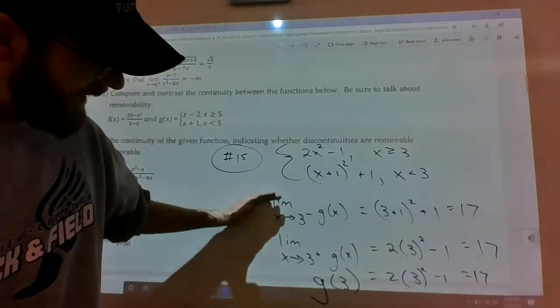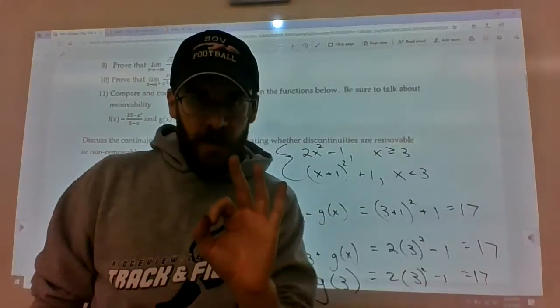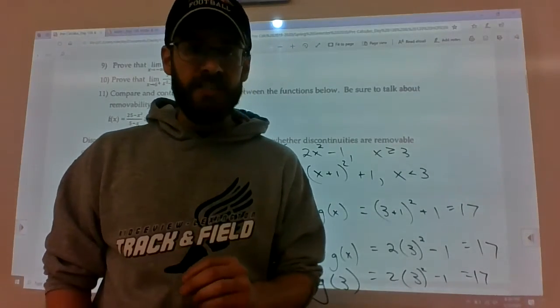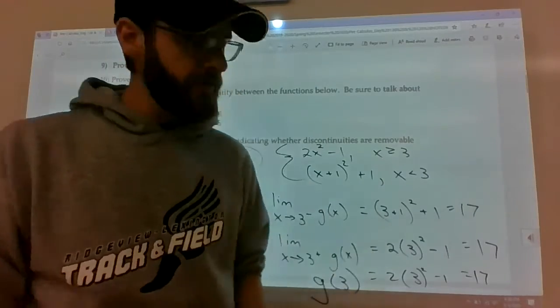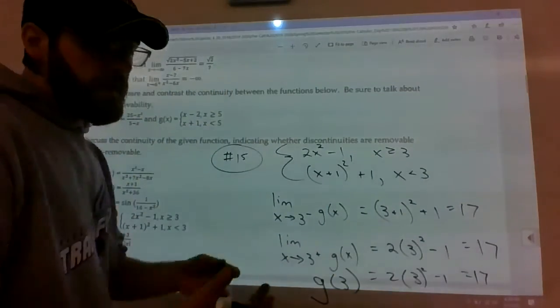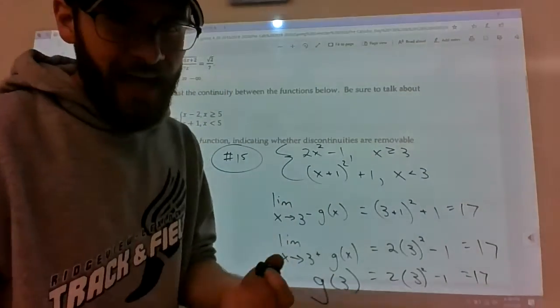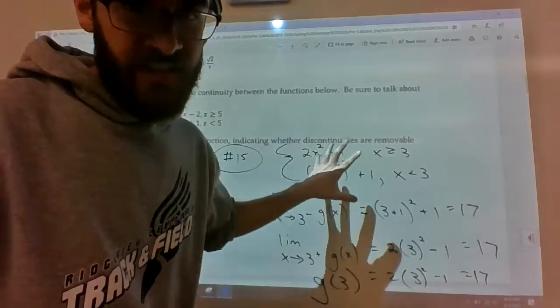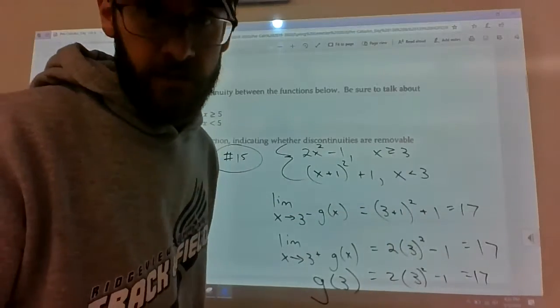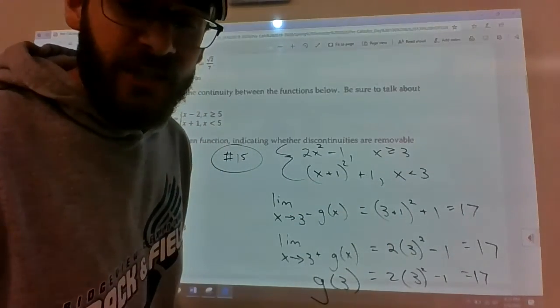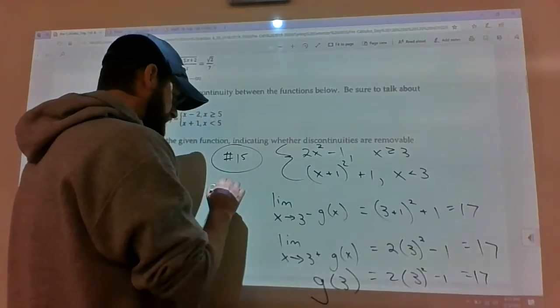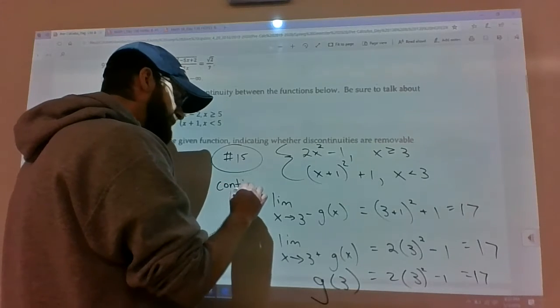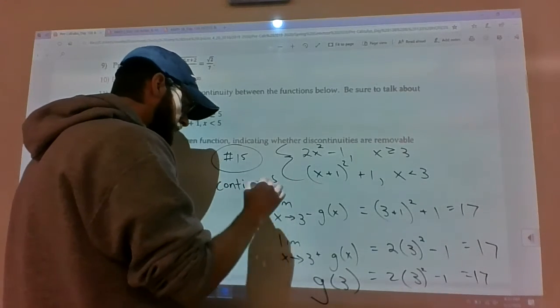So when you have bam, bam, bam, those 3 numbers matching up, you know you have a continuous function everywhere on the piecewise. Granted, you don't have any domain errors with the individual ones that exist other than 3, which we don't. So it's continuous everywhere. Continuous everywhere.